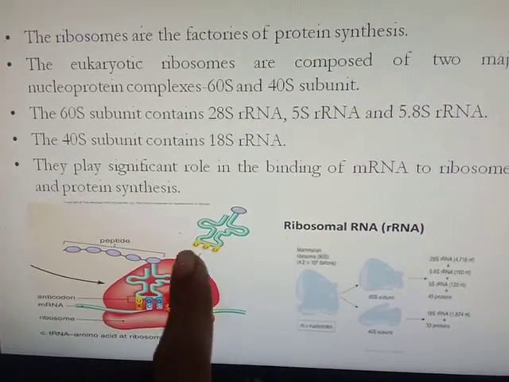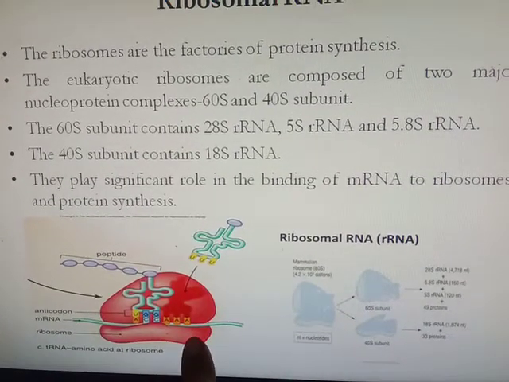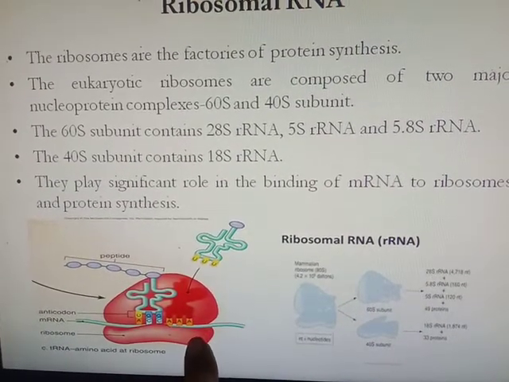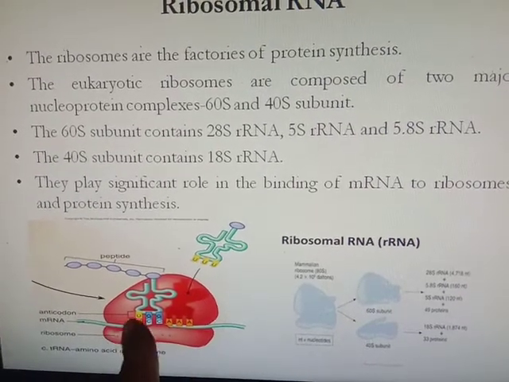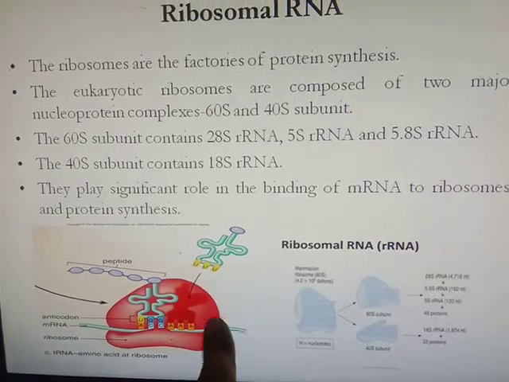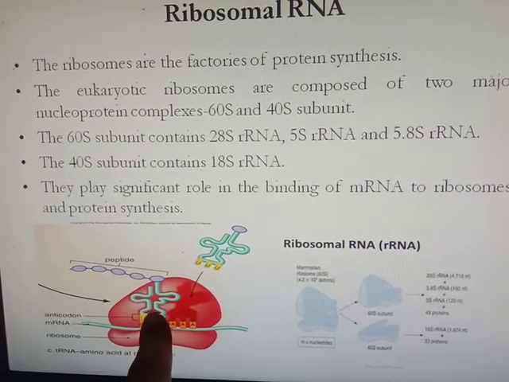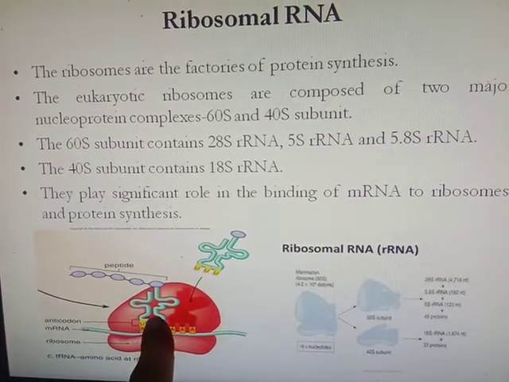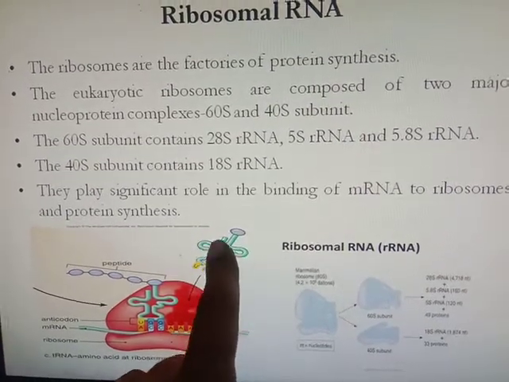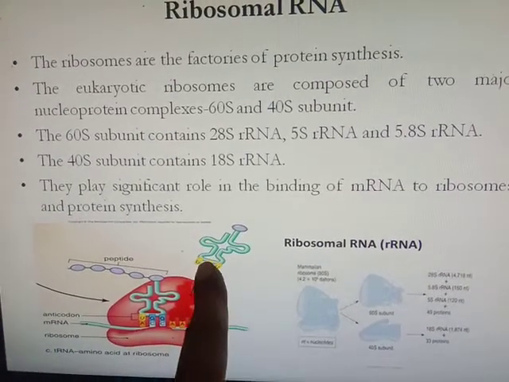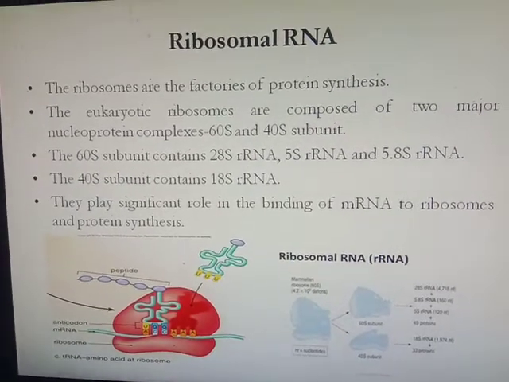So this is the complete ribosome. It has a 40S subunit and a 60S subunit. They bind to the mRNA. This is the mRNA. Then the sequence is recognized by the anticodon loop of tRNA, and then another will come here and this amino acid will shift here and protein synthesis will take place.